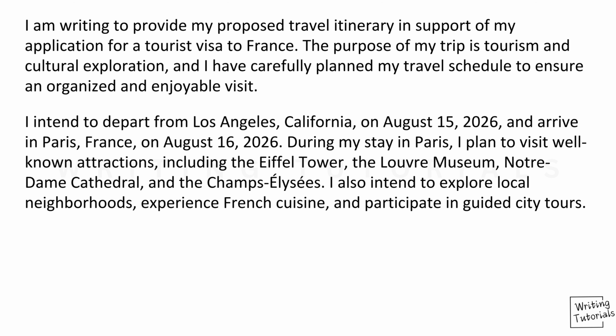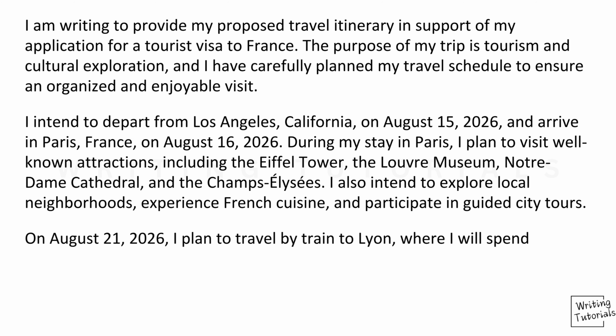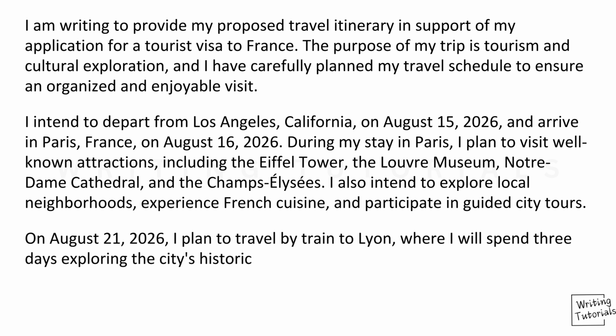Notice that the itinerary includes dates, locations, and activities without being unnecessarily detailed. This provides the visa officer with a clear overview of the planned visit. Additional travel plans. The next paragraph explains the rest of the trip. Rather than staying in only one city, the applicant outlines plans to travel to Lyon and Nice, along with the activities planned in each destination.